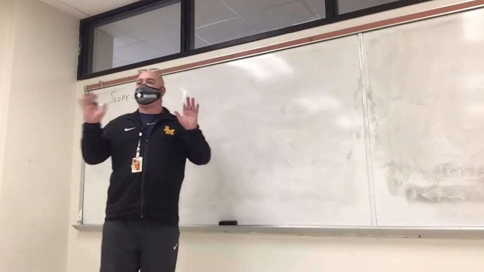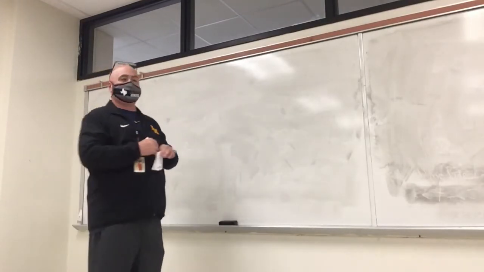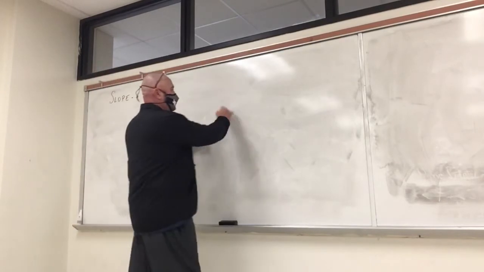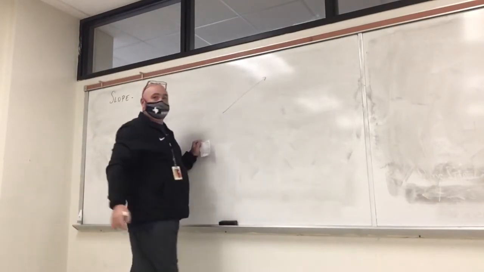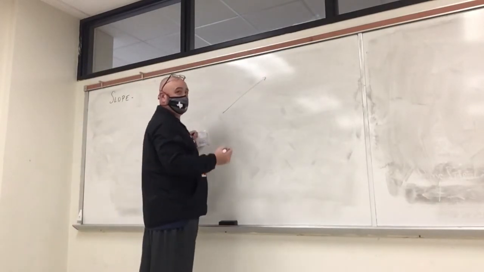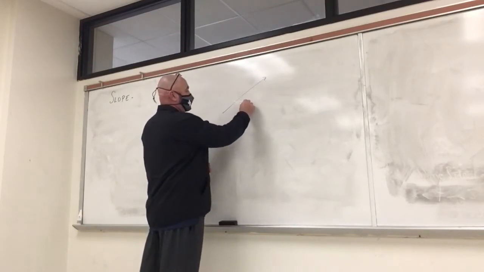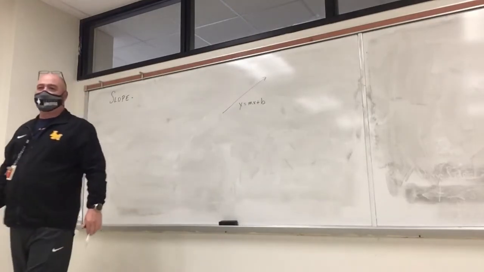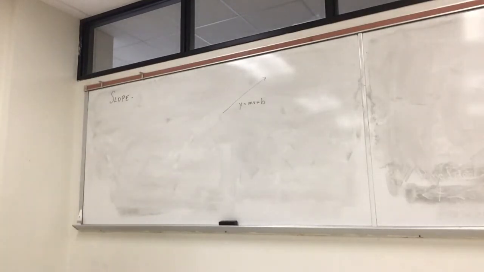Every line in space has an equation. Okay? So let's take this line out here in space. That equation looks something like this. y equals mx plus b. Everybody understand that? Y'all seen that before? y equals mx plus b?